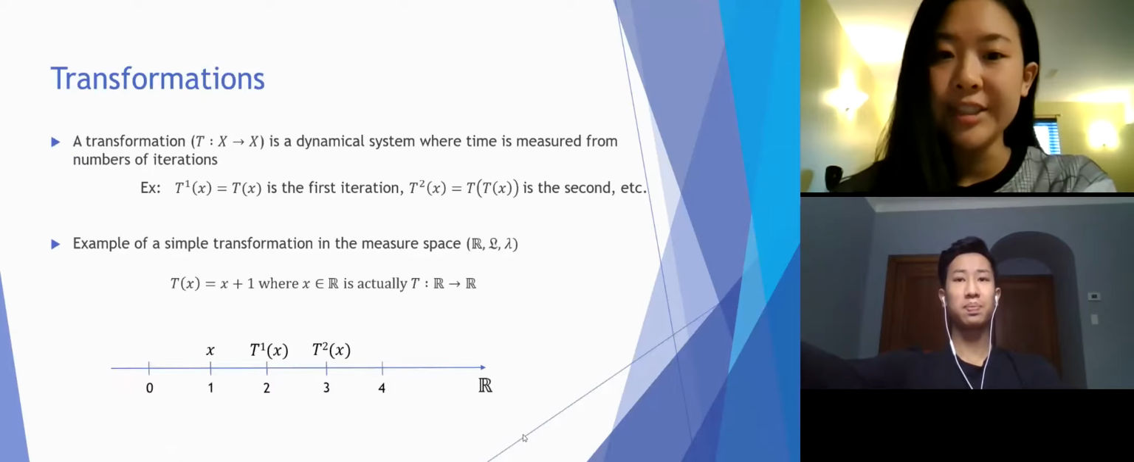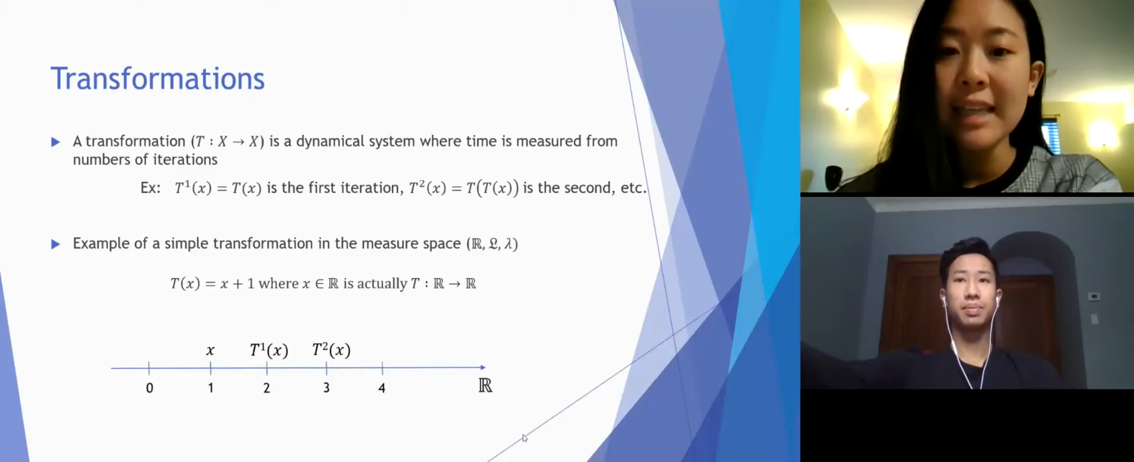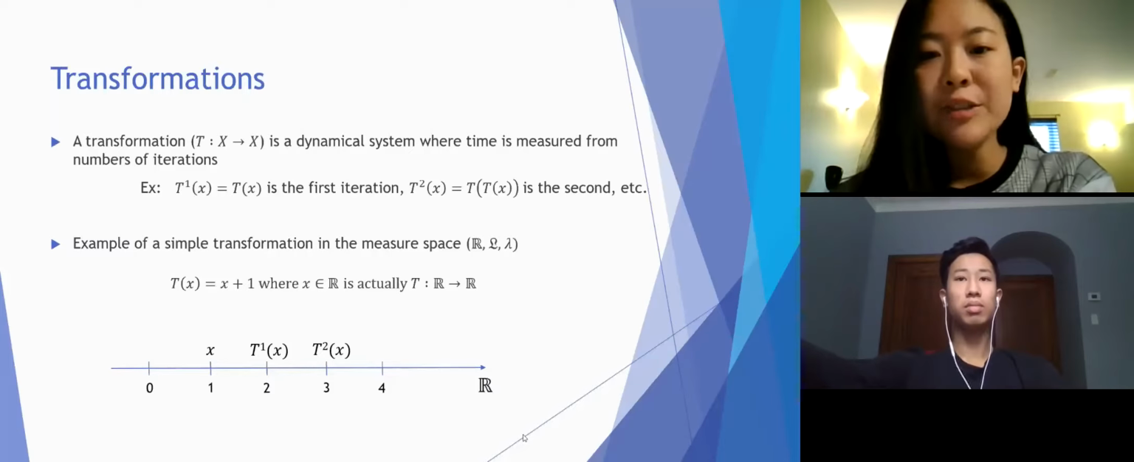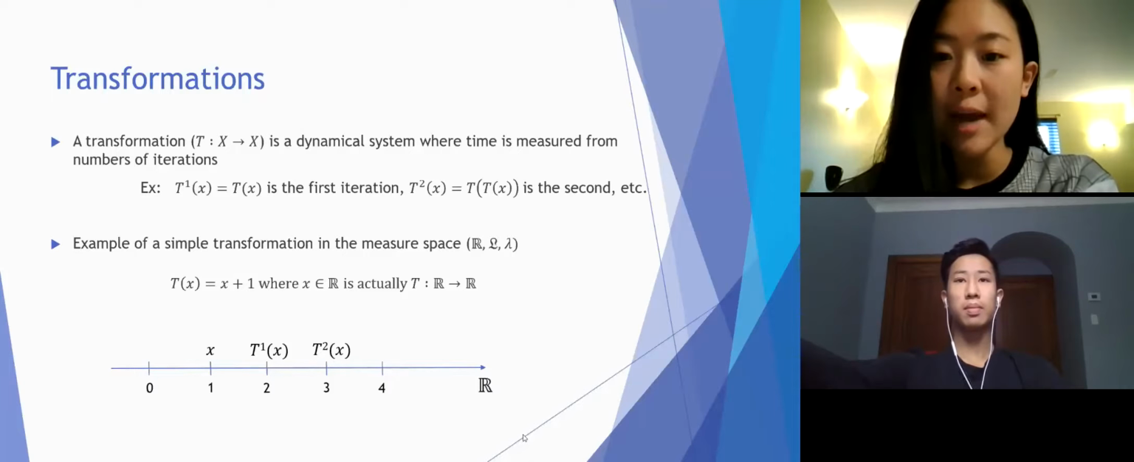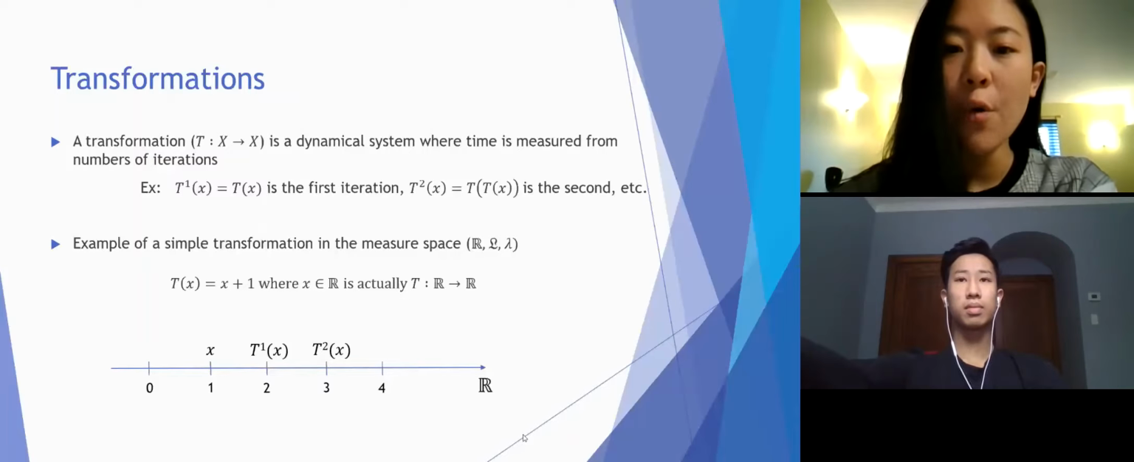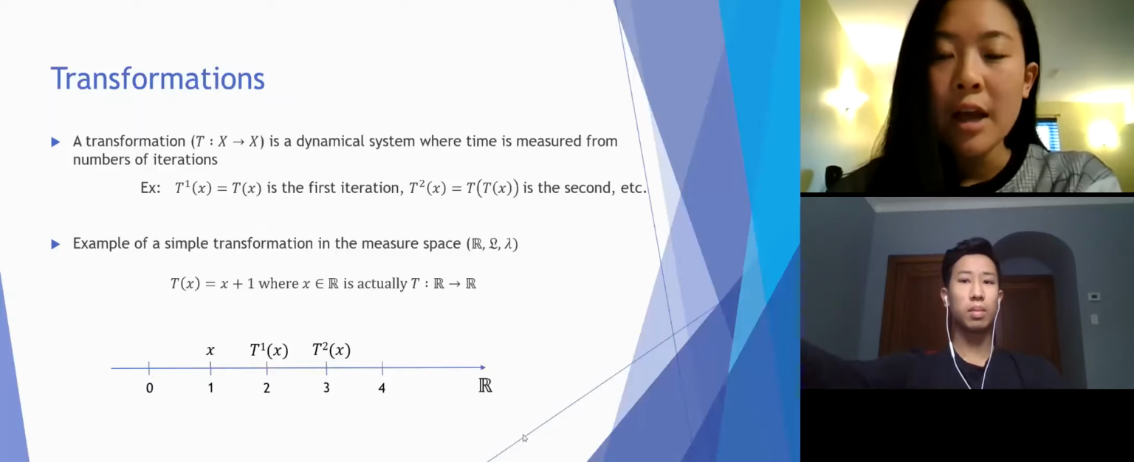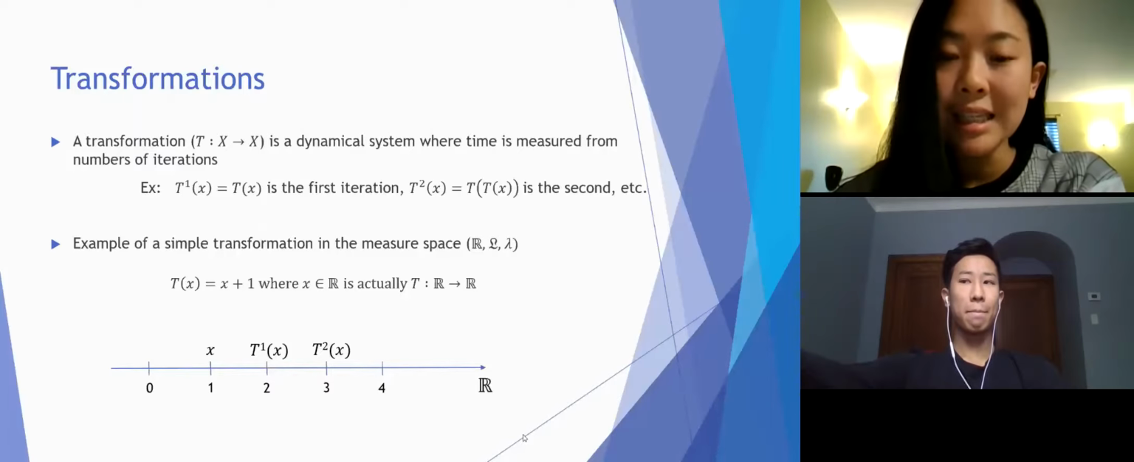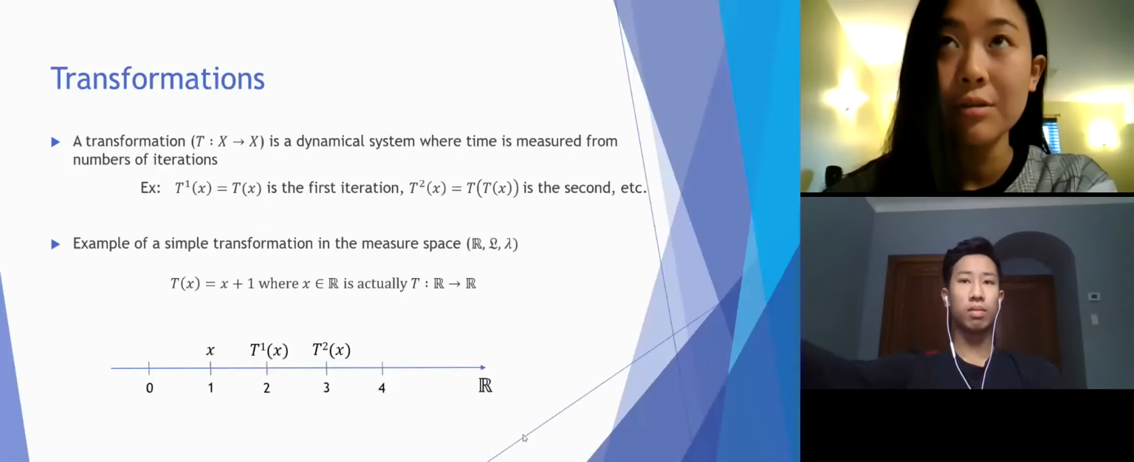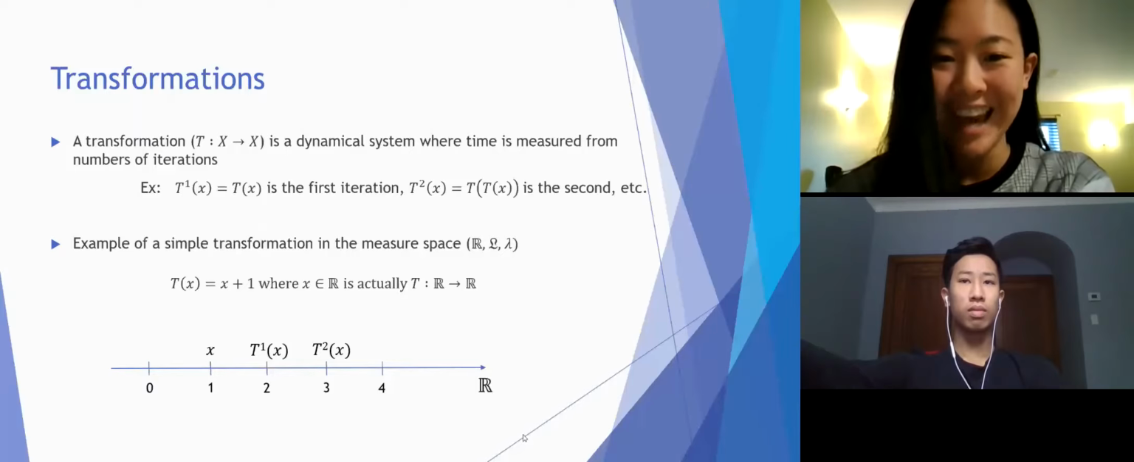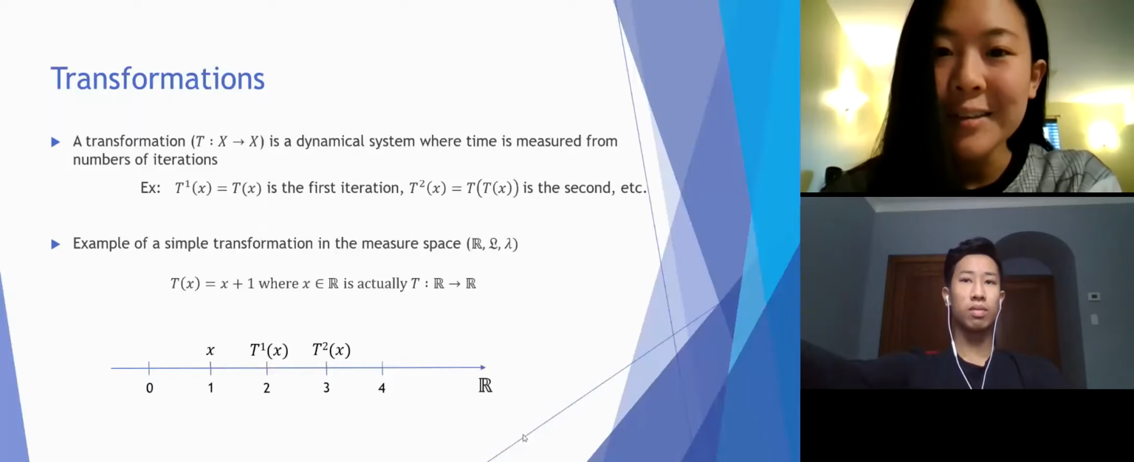Now on to transformations. We'll refer to transformations as capital letter T, but note that it is not a set, but rather an operator. A transformation is a dynamical system where time is measured in numbers of iterations, or number of times that we apply the transformation to a certain set. For example, transforming x once is noted as T^1 of x, or even just T of x, and transforming x twice is T^2 of x, which equals the transformation of the transformed x, which is T of T of x.